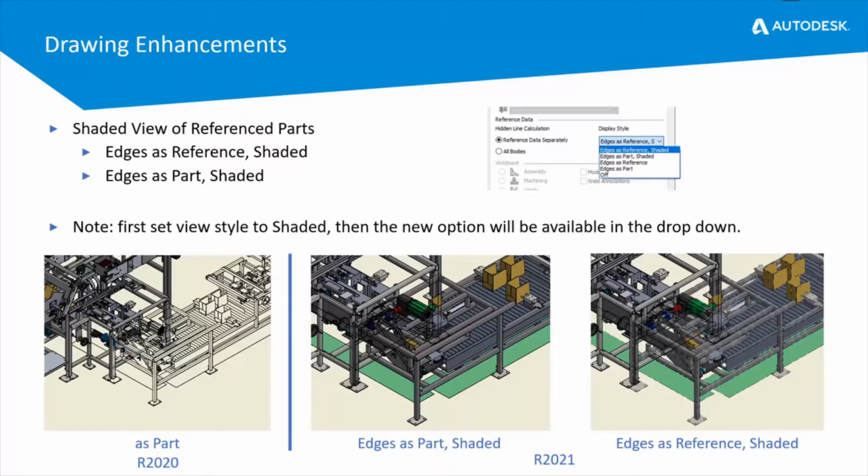There have been some additional changes to the way we can view our views. In 2020 we could go as part. In 2021 we now have edges as part shaded and edges as reference shaded.